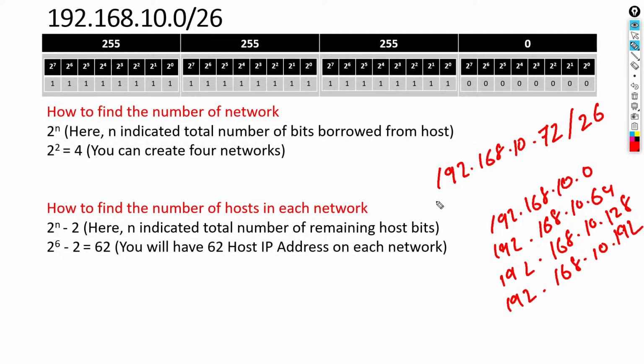So the question is, if you are writing an exam, they will ask you, there is an IP address 192.168.10.72/26. Tell me, this IP address belongs to which network? There are 4 networks given here. So it belongs to the second network. It starts from 64 to 127, and 72 comes between them. So it belongs to the 192.168.10.64 network, not C. This is the correct answer.